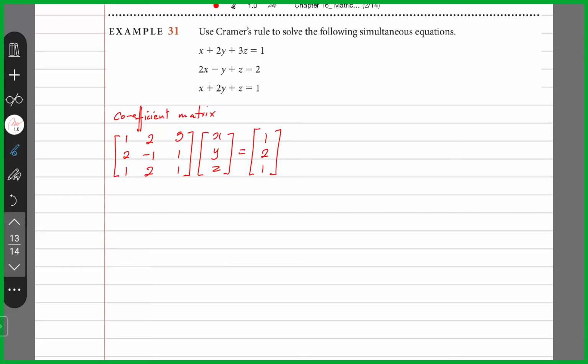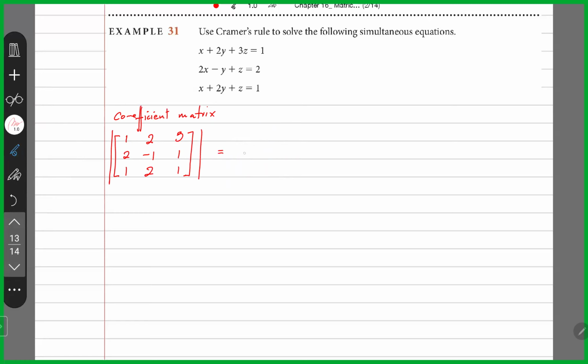Later on, we'll look at how to use matrices to solve this. We're not doing that now. Right now, what we're doing is Cramer's rule. So we're going to need the determinant of the coefficient matrix. So let's erase this. We're going to need the determinant of the coefficient matrix.